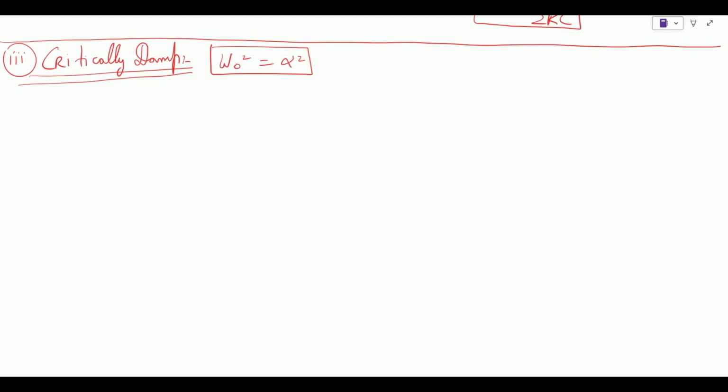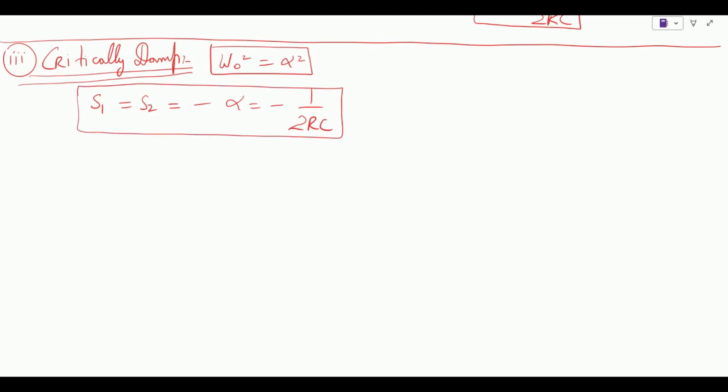So for this case, again our roots will be a simple value of minus alpha, which will be minus 1 divided by 2RC. Again, this value comes from the basic root equation of the overdamped response, and the voltage expression in this case again is v(t) equals A1 e raised to power minus alpha t plus A2 e raised to power minus alpha t. So we can sum up the A1s and A2s together, because e raised to power minus alpha t can be taken as a common factor. So I can write A naught e raised to power minus alpha t.